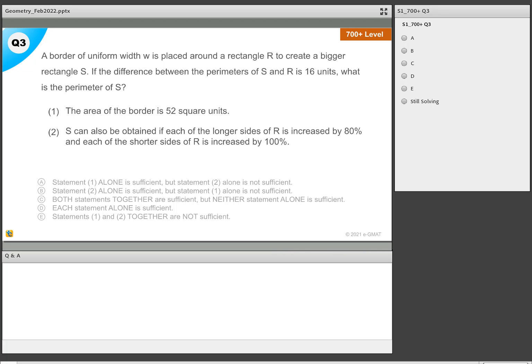Five, 4, 3, 2, 1. And anybody wants to take a shot? Some of you in that still solving bucket, take a quick guess. Trust your guts. All right, so I'm going to end the poll right now.